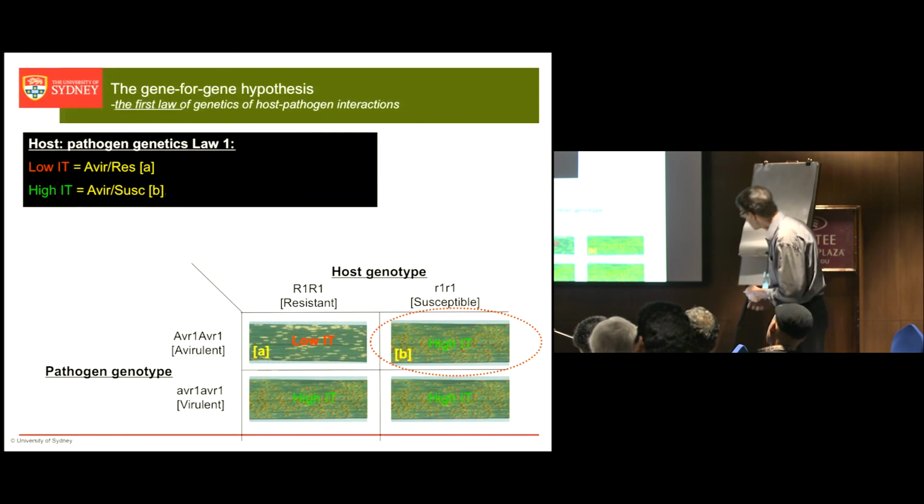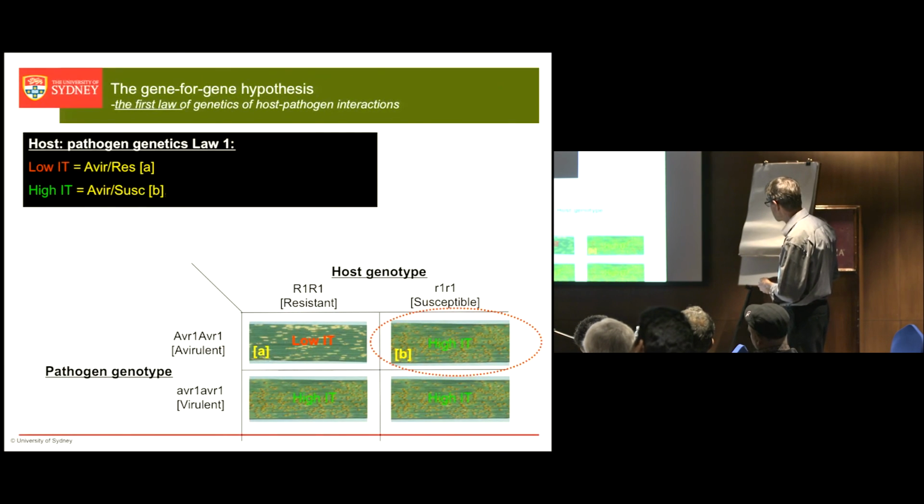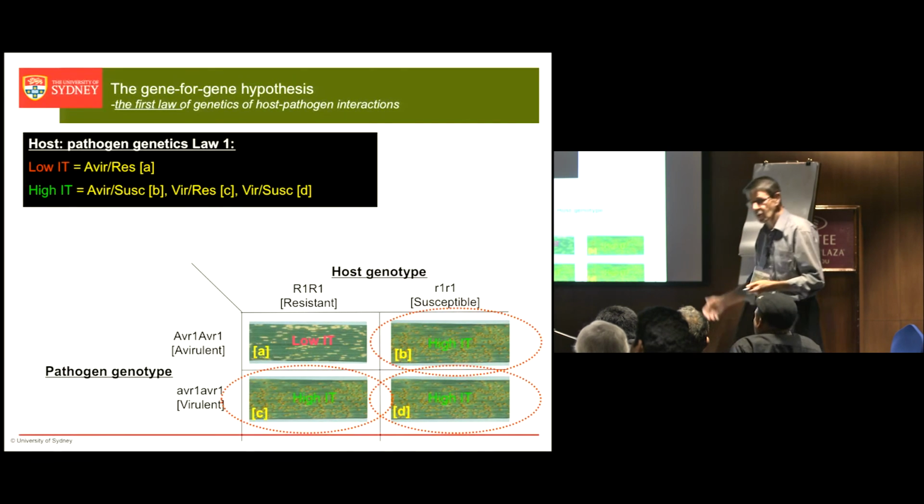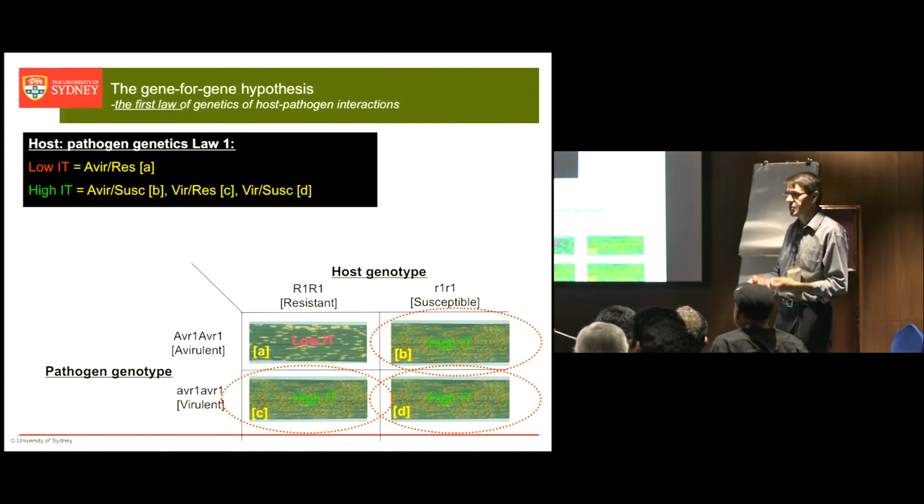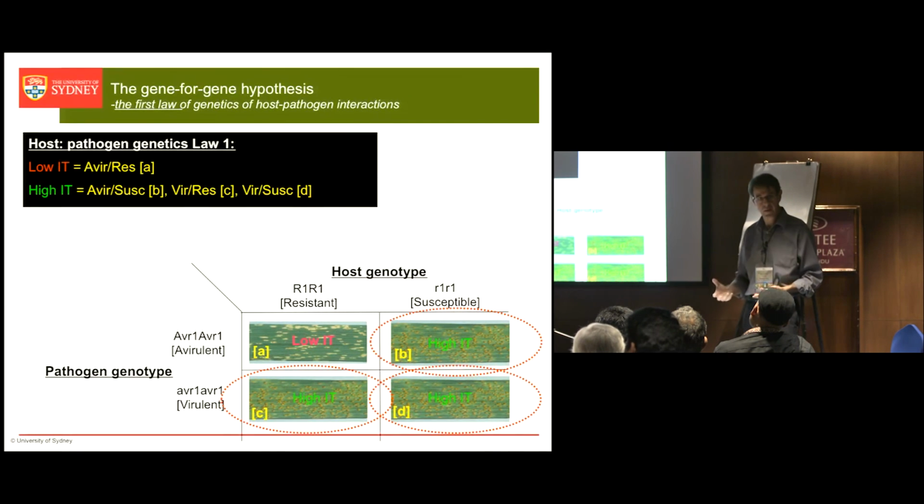A high infection type, and that's shown down here by this particular square in our matrix, on the other hand, could be AVR over susceptibility, which is this one. So here's the avirulence and here's the resistance, or it could be this one, or it could be this one. Compatibility could be any one of those three possibilities. So that's our first law of host pathogen genetics. A low infection type tells us that there must be at least one corresponding avirulence gene and R gene. Compatibility can mean one of three possibilities.